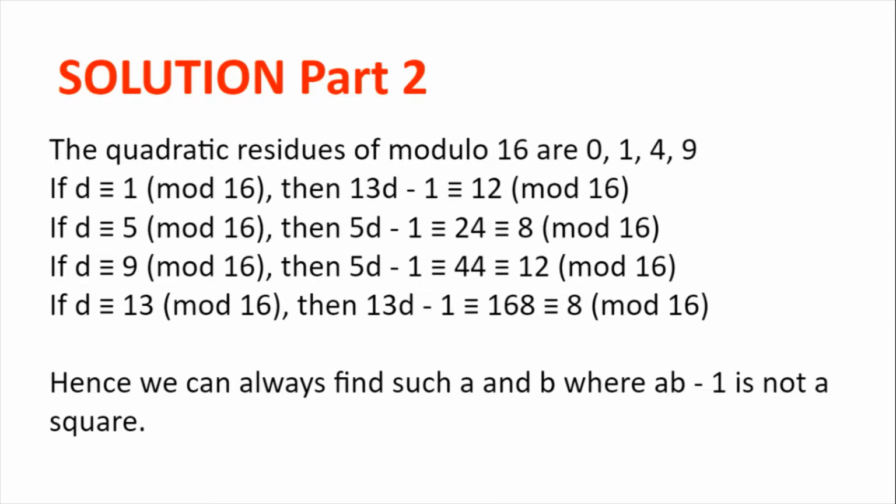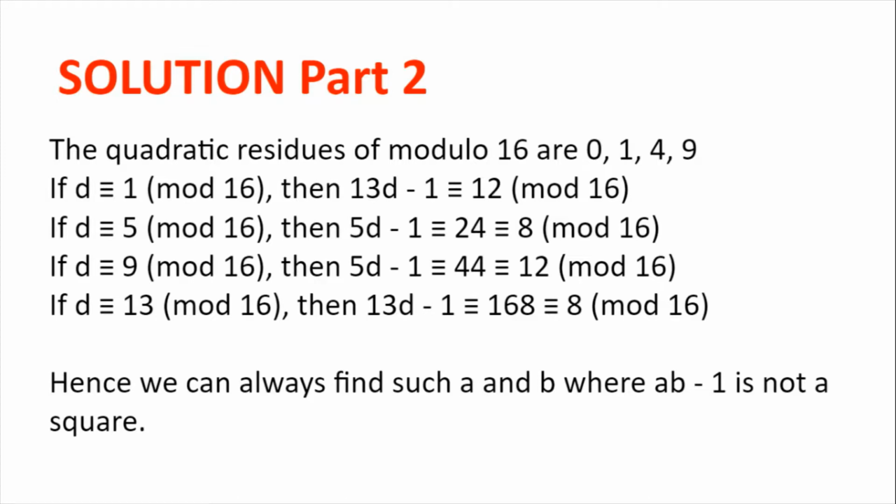Now, if D is 1 modulo 16, then 13D minus 1 is 13 minus 1, which is 12 modulo 16. So not a square. If D is 5 modulo 16, then 5D minus 1 is 25 minus 1, which is 24, or 8 modulo 16.